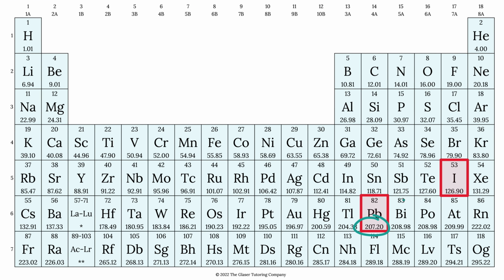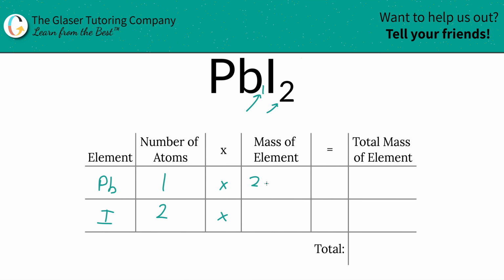So here, that's the periodic table, not on your table right in front of you necessarily. But lead here is going to be 207.2. Iodine is 126.9. So let's write that in. So there's going to be 207.20, and this is 126.90. All right, so now all we need to do to find the total mass of each element is simply multiply this row across.